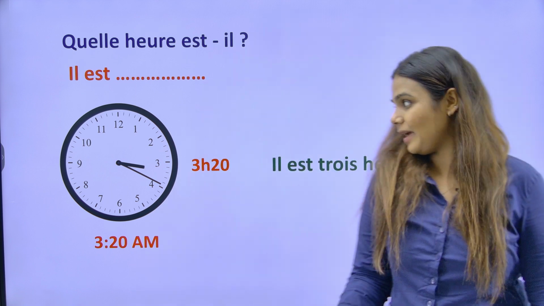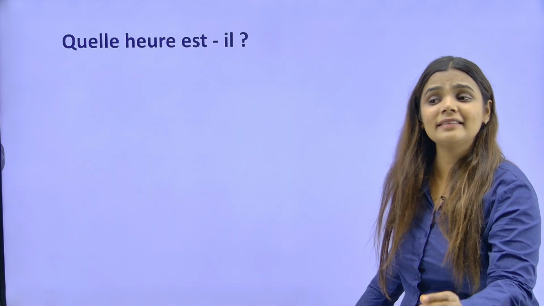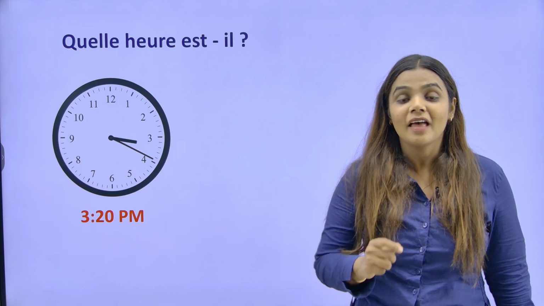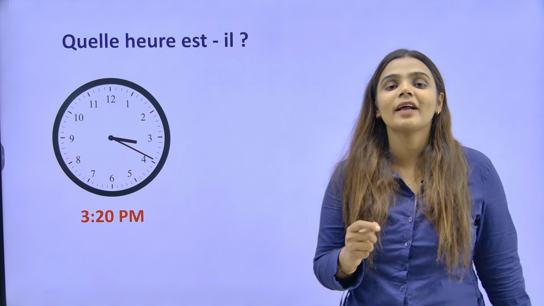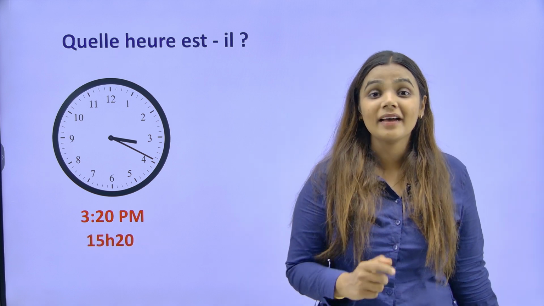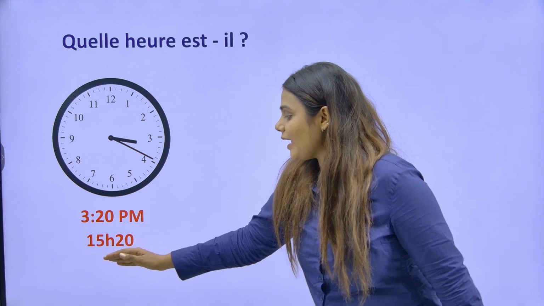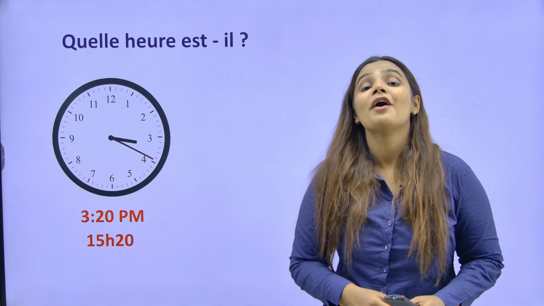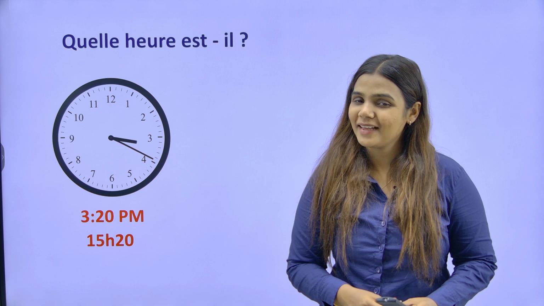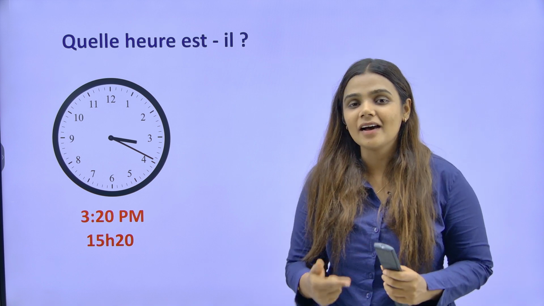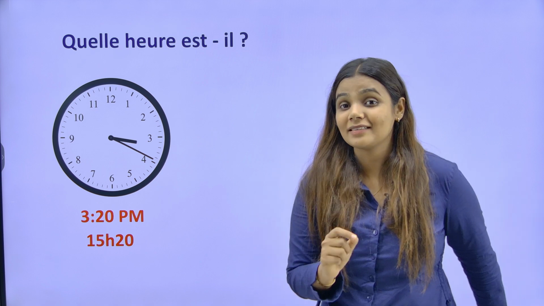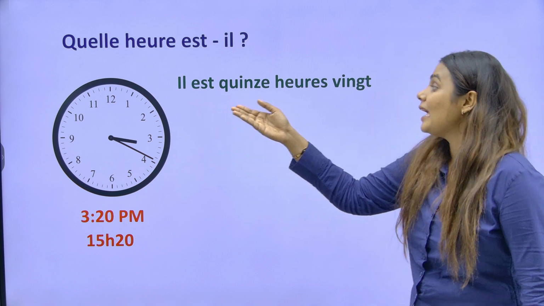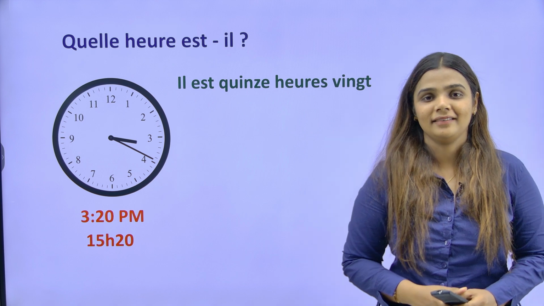Let's take one more example. Quelle heure est-il? And it is 3:20 p.m. First, let's see how to write this in digits. Yes, you are correct. We will write 15H20 because in French, to write the time in digits, we only use the 24-hour clock. Let's learn to say this in French. We will start our sentence by saying il est. So we will say il est 15h20.